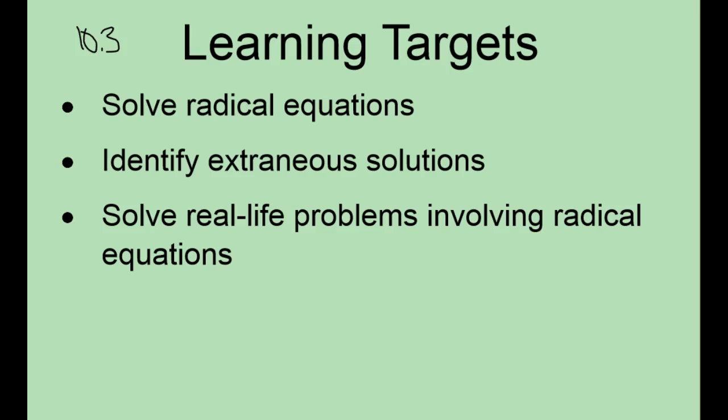Now we're going to look back at our learning targets. First thing was to solve radical equations. The first step in solving these equations is always to get the radical all by itself. Then we looked at our solutions to identify any extraneous solutions. Remember that extraneous solutions are solutions that don't actually work if you plug them back into the original equation. Then we looked at a real-life problem involving radical equations. Now that we've done these learning targets, go ahead and work on your homework for 10.3.